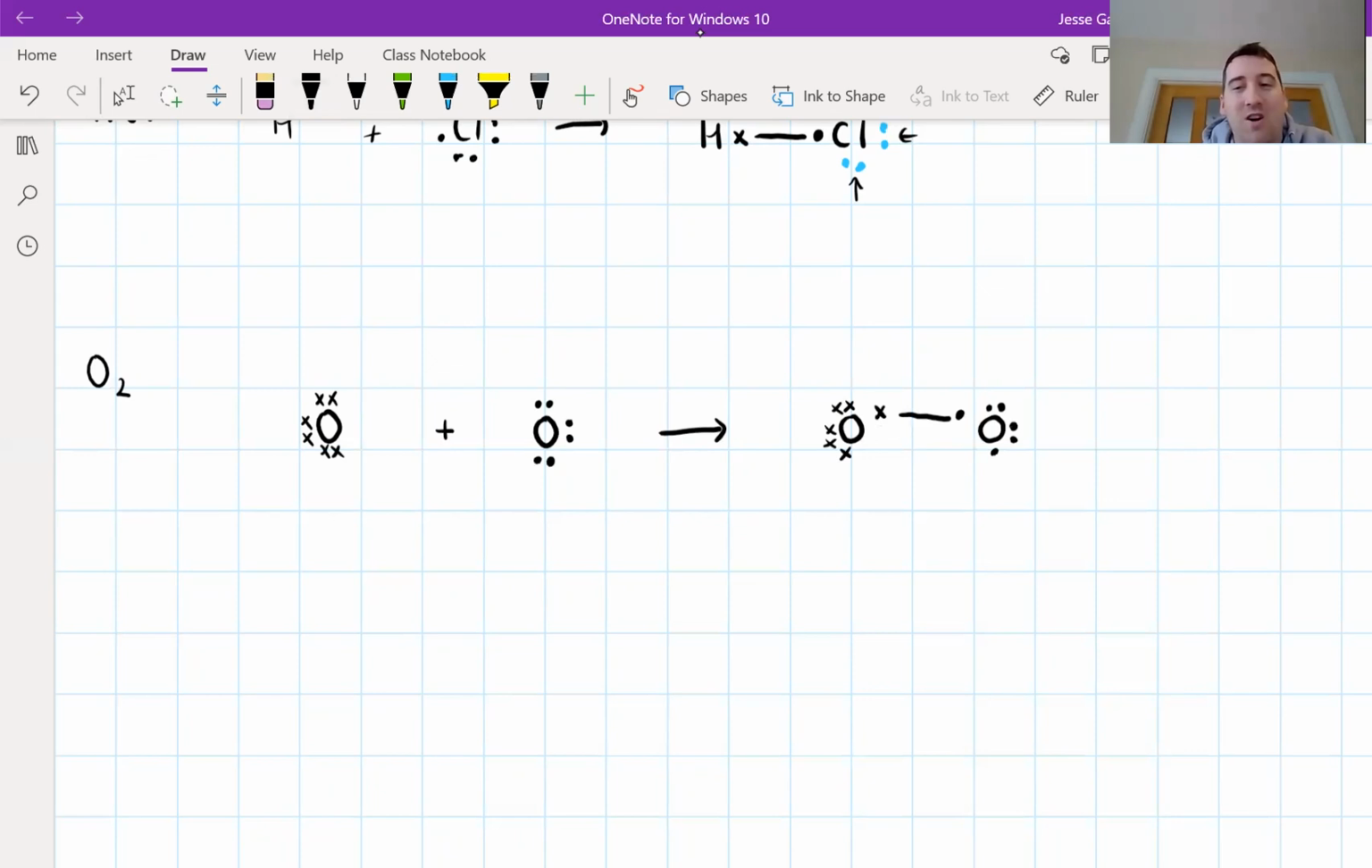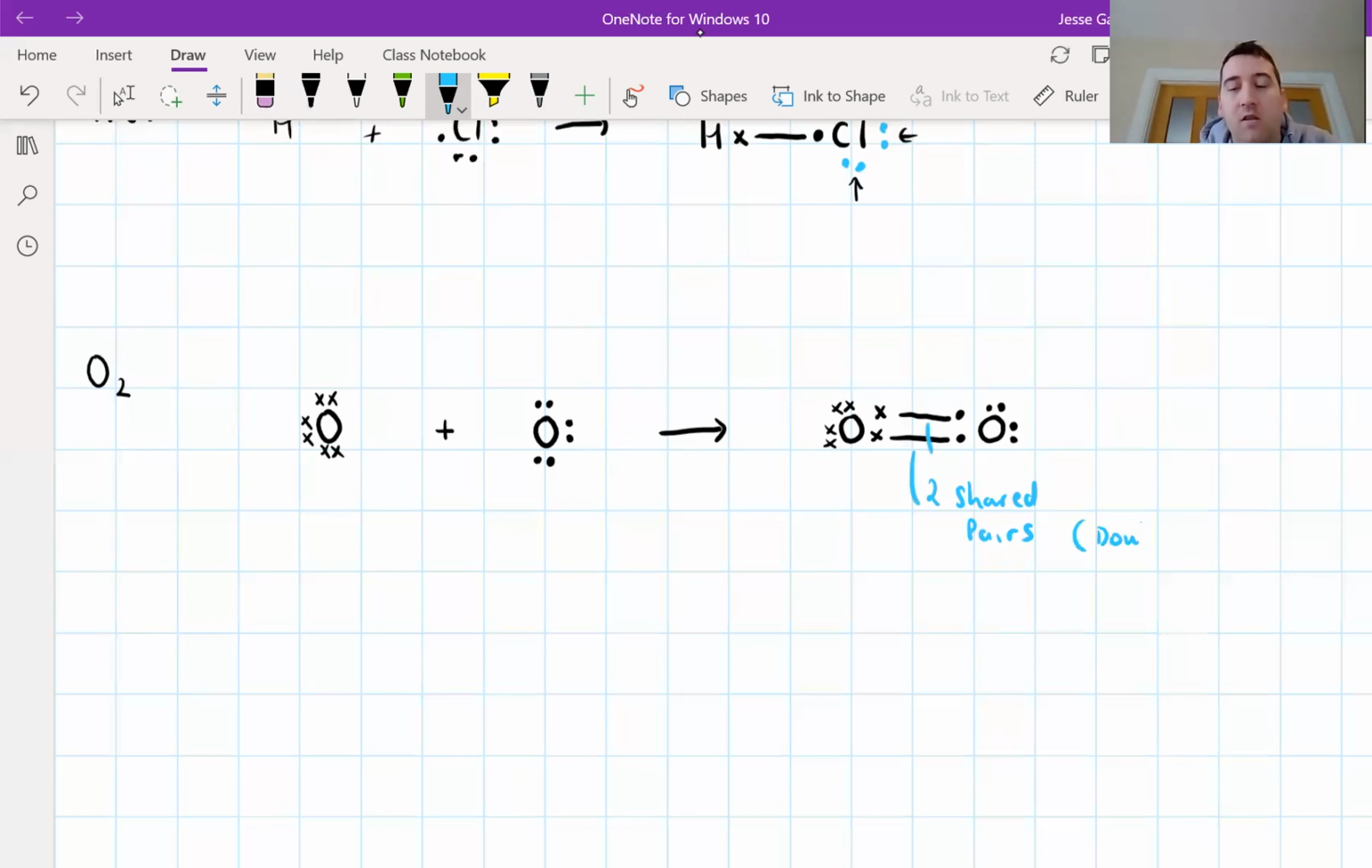So what happens here is because each one needed another 2, they're going to share a second pair, like this. Now, if you count them up, you should see that each oxygen has achieved a full octet by sharing 2 pairs of electrons. These are 2 shared pairs.